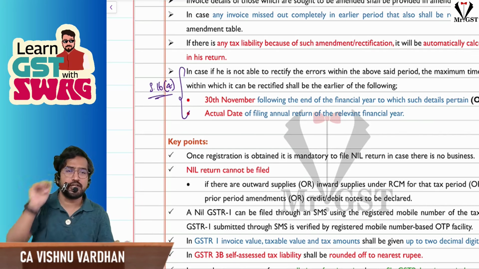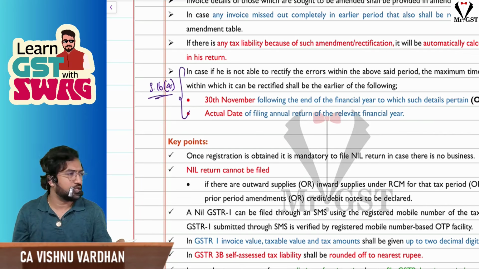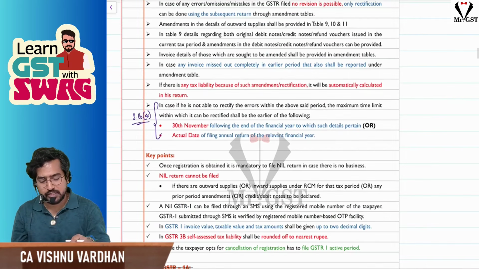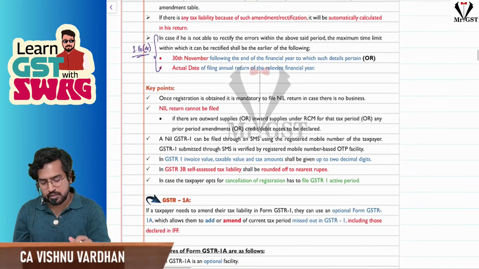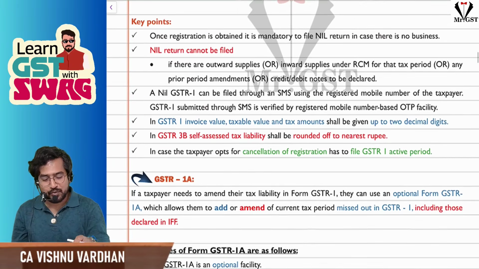Same logic even for 3B. Shall we move on? Yes, next. What is the next one? Key points. What are the key points?